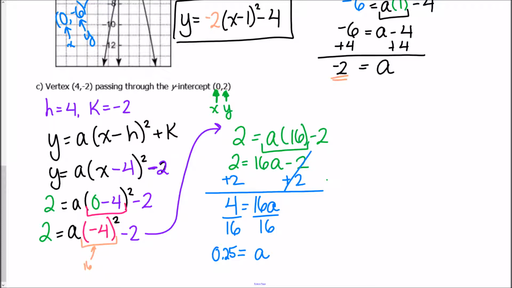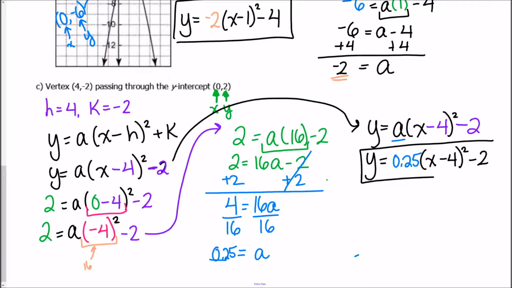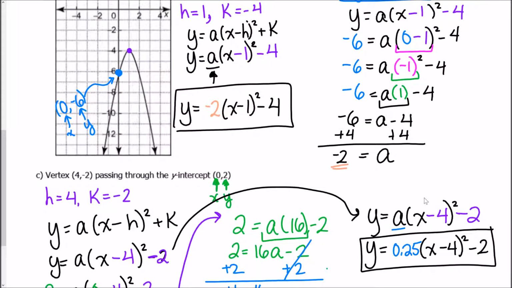So now the last thing I need to do is, if I know that my equation is y equals a times x minus 4 squared plus, or minus 2, excuse me, and we know that a is 0.25, we can say here y equals, instead of a here, we can use 0.25 times x minus 4 squared minus 2, and that's my answer. Okay, so we figured out how to do all of this stuff using algebra.